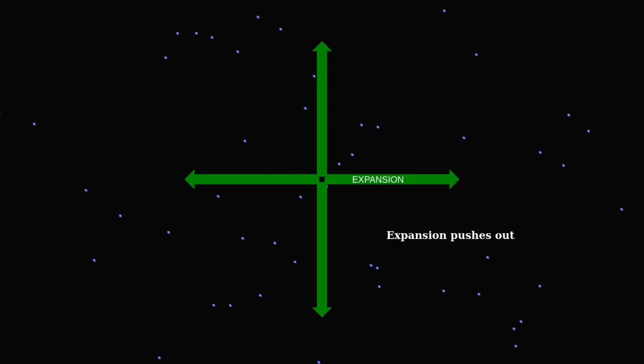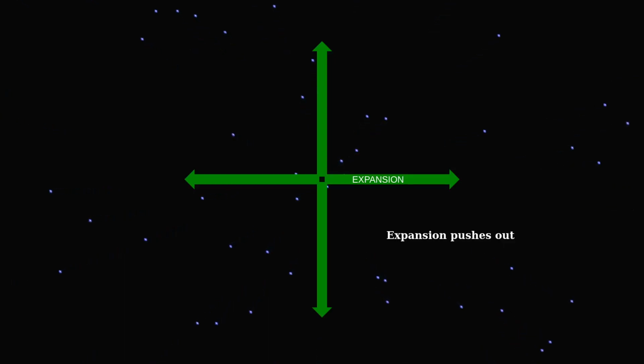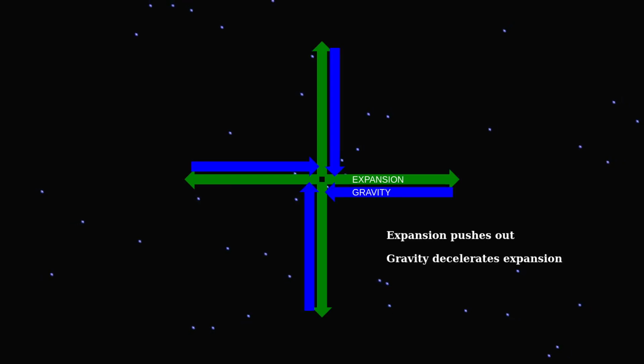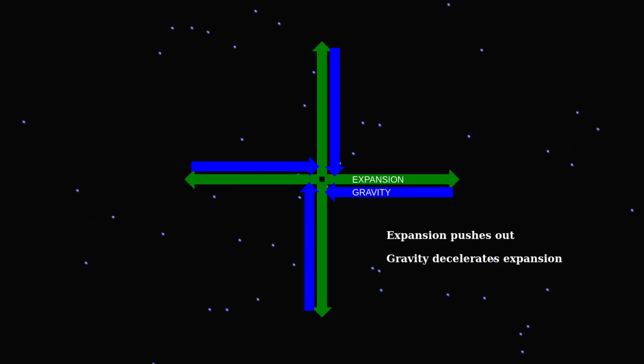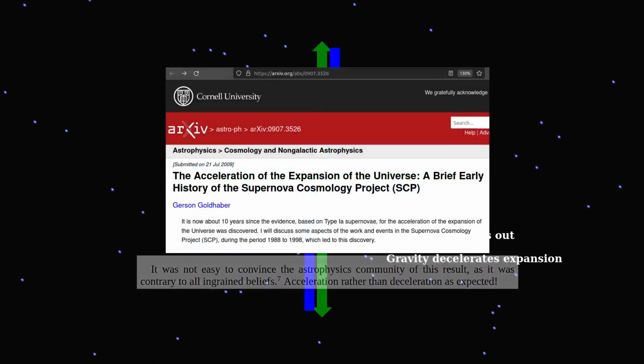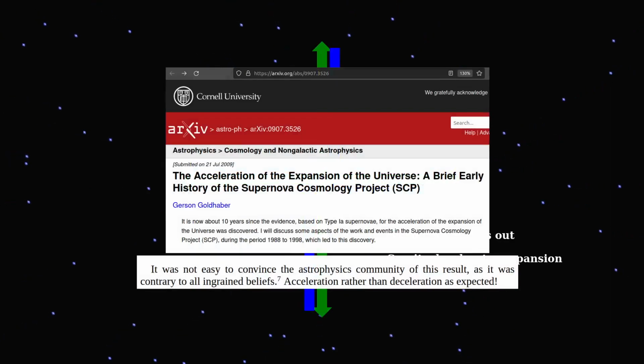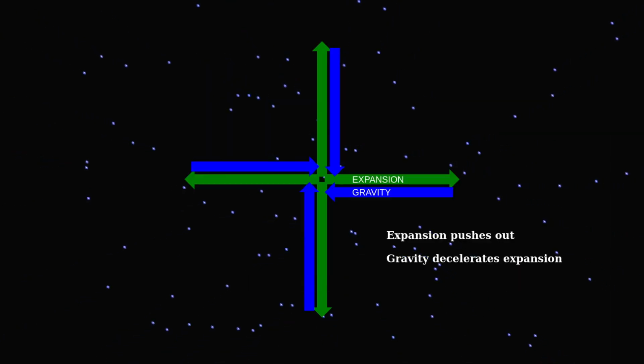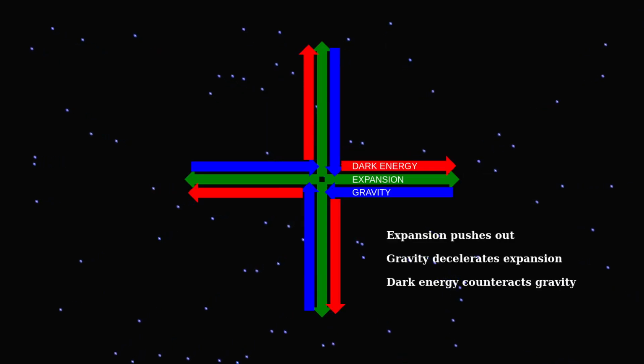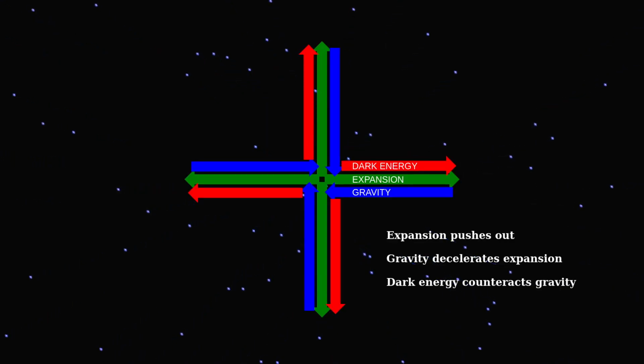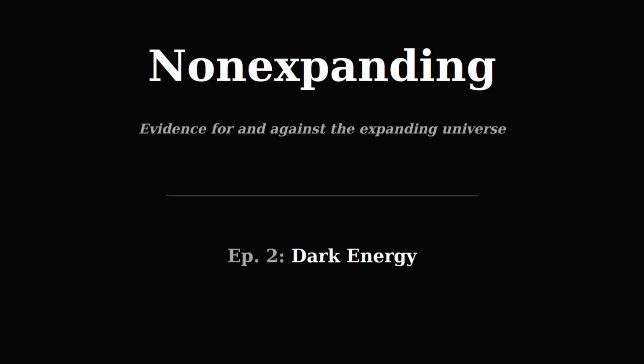The expansion of the universe is pushing everything away, but gravity wants to pull everything back, decelerating expansion. But we measure an accelerating universe. So that means there's something pushing back, and we call that dark energy. We're going to talk all about it today on Non-Expanding. Dark energy. Do we need it? Is it real?